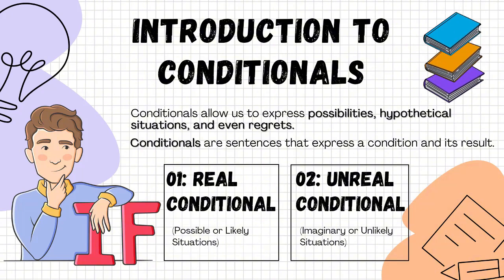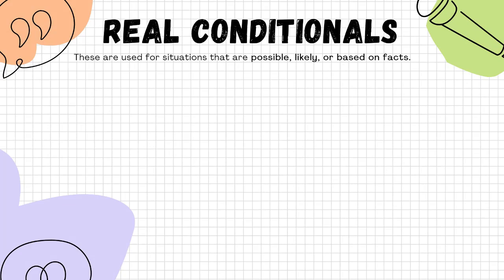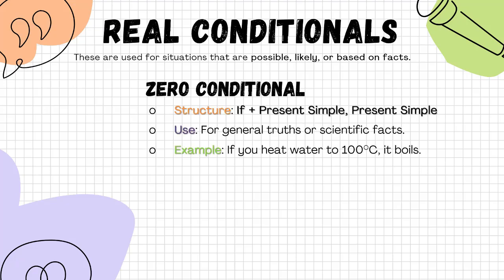Let's break them down. Let's start with real conditionals. These are used for situations that are possible, likely, or based on facts. There are two types: zero conditional and first conditional. The zero conditional is used for general truths or scientific facts. For example, if you heat water to 100 degrees Celsius, it boils. Notice how both the condition and the result are in the present simple tense.